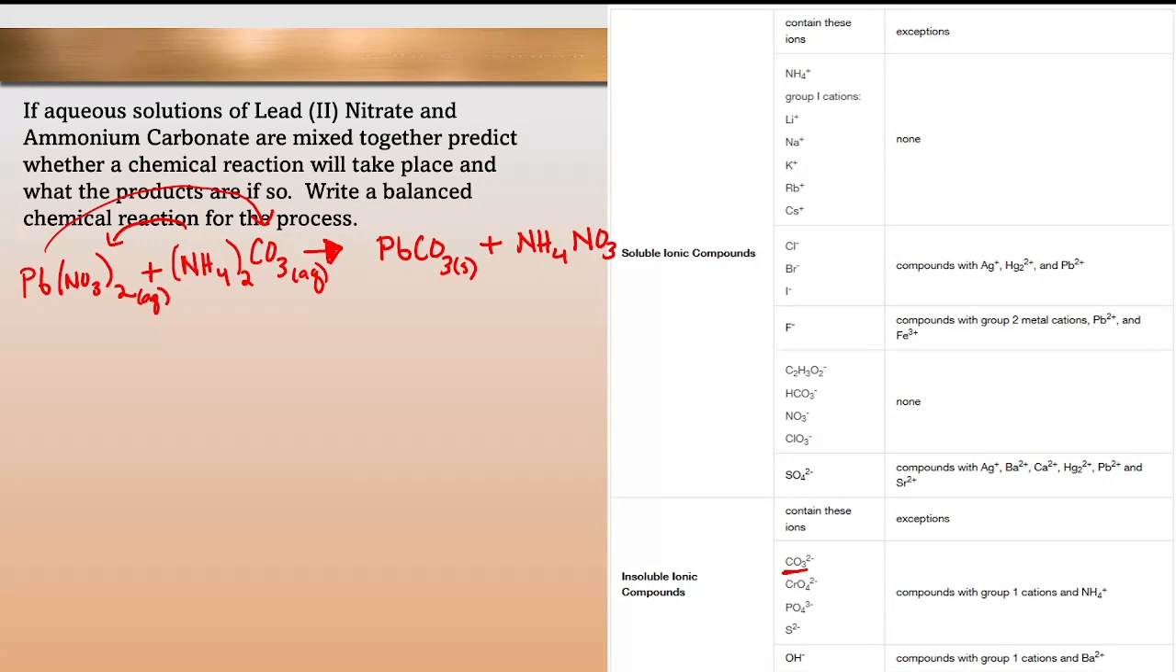For posterity, we'll definitely check the solubility characteristics of ammonium nitrate, and I can find nitrates in the soluble part of the chart, with no exceptions to that rule. So all nitrates are soluble. This would stay dissolved, and this would be symbolized with the (aq) to show it in aqueous solution. Now the last step is to balance this chemical equation, and you would arrive at the fact that you put a 2 here, and that should balance this chemical reaction.